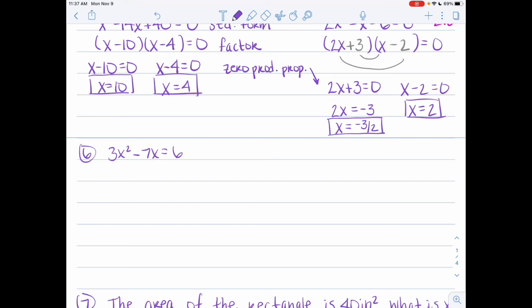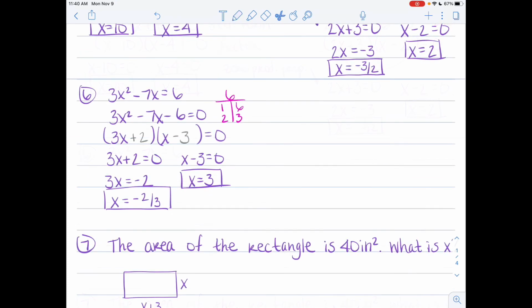I'd like for you to try problem number 6 and then come back here and see how you did. The first thing I notice is that I need to get this into standard form, so I'm going to subtract 6 from both sides. Then I need to factor, and this has an a value greater than 1, so I'm going to need to use guess and check.